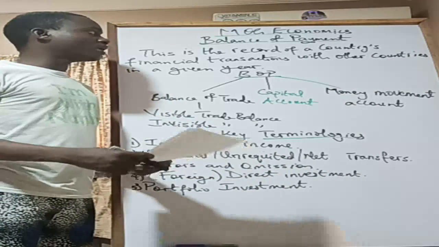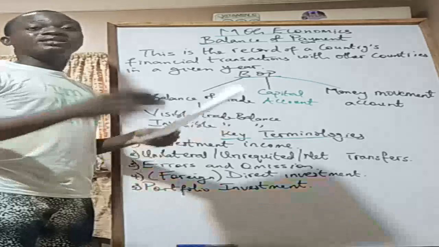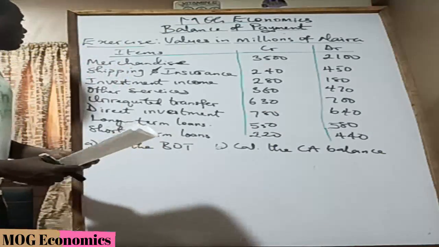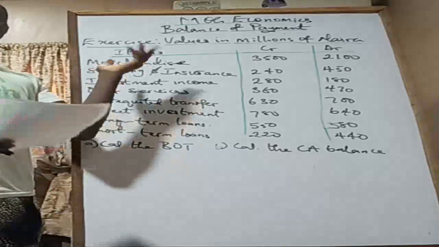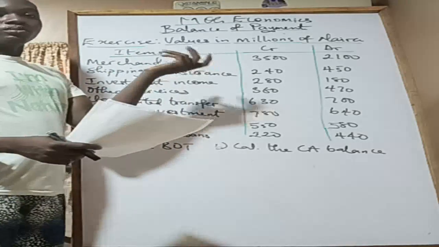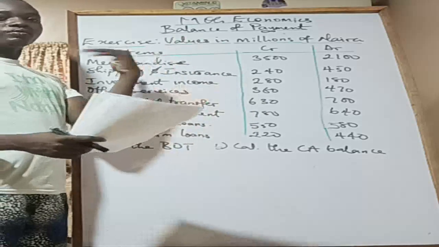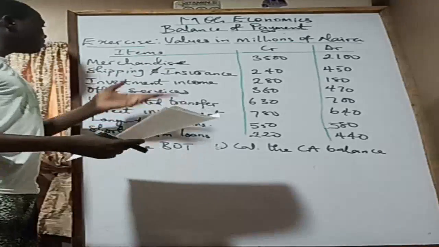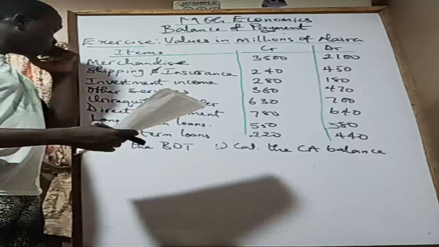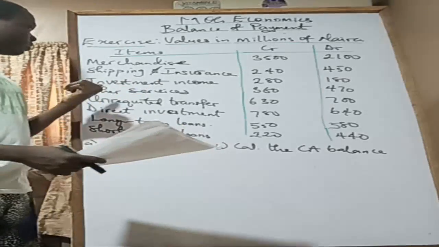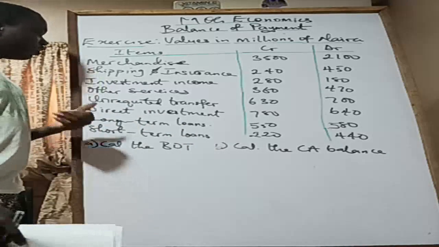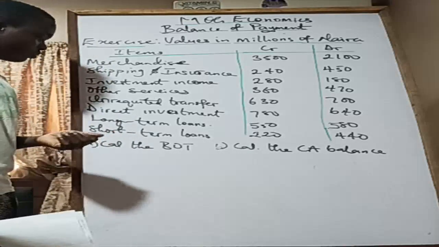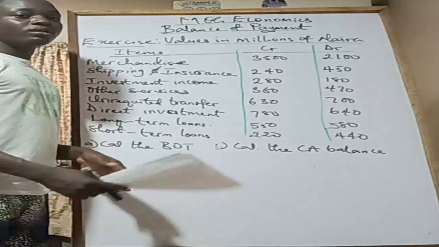With that being covered, the next thing we are going to do is attempt a question, and then you get the answer. So we have this question here. The items are: merchandise, which simply refers to visible items, so it goes into your visible trade balance, right? In case you don't have, I'm just telling you now. Merchandise is going to your visible items. Then you have shipping and insurance, investment income, other services, unrequited transfer, direct investments, long-term loans, short-term loans. I think that's all. So the question says we should calculate the balance of trade.